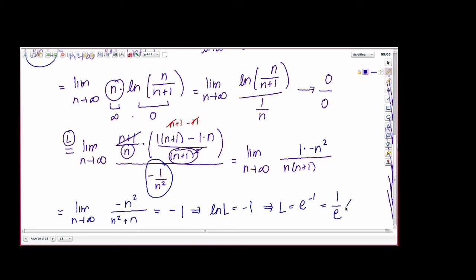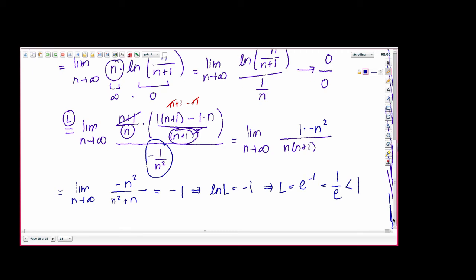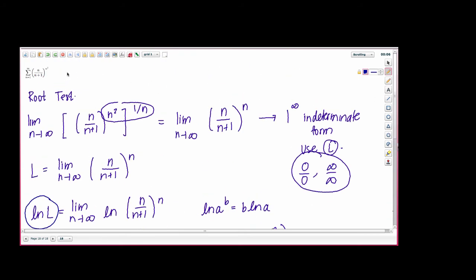1 over e is definitely less than 1. Remember, the root test says that our series converges if the limit is less than 1. We got 1 over e, which is less than 1, so this series converges by the root test.